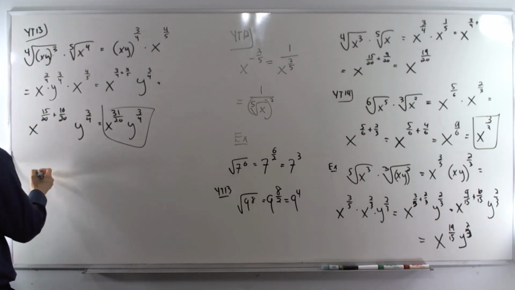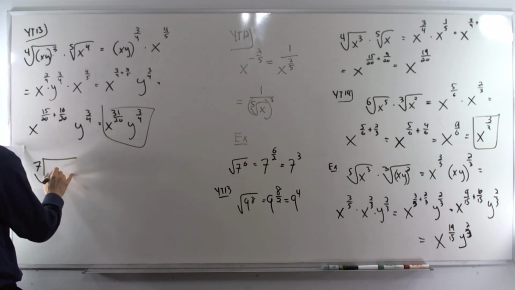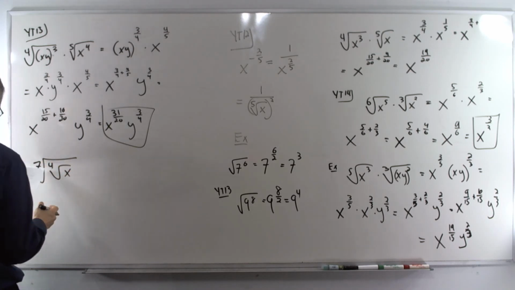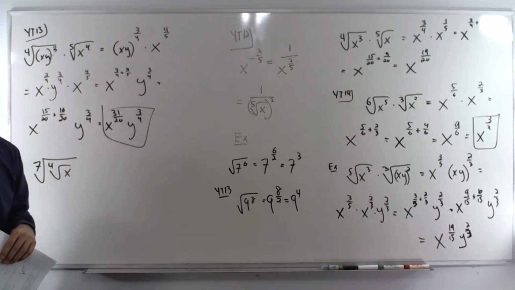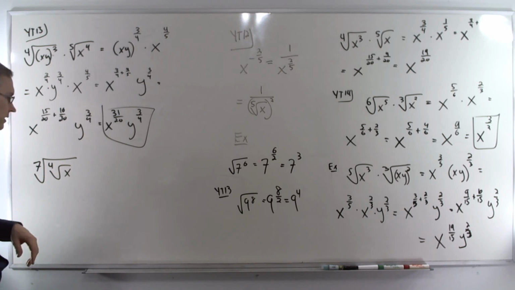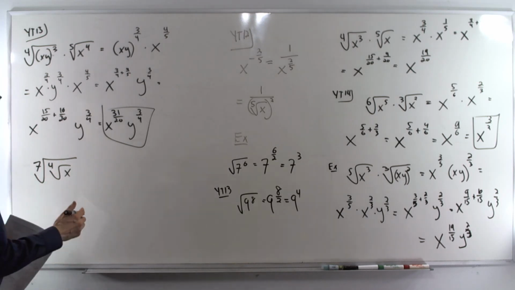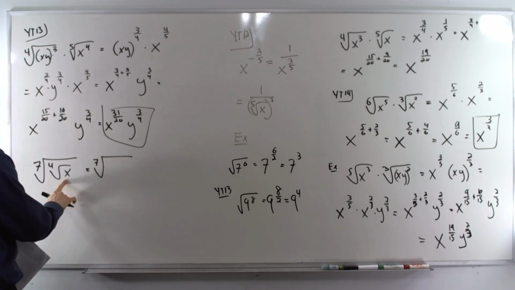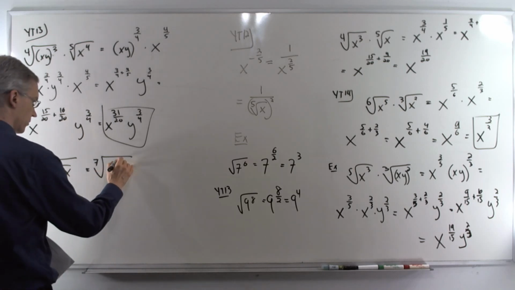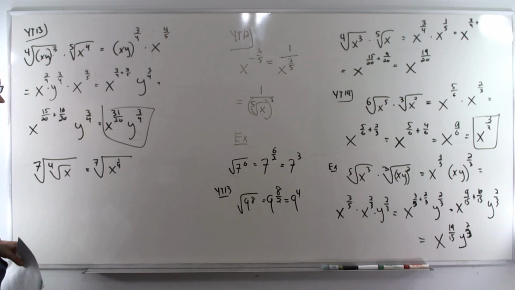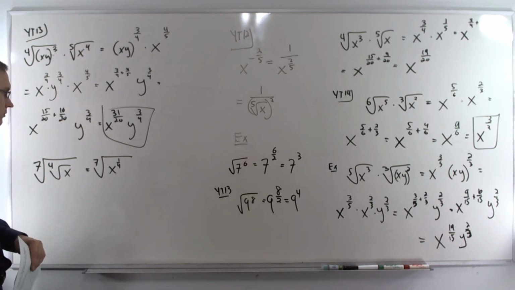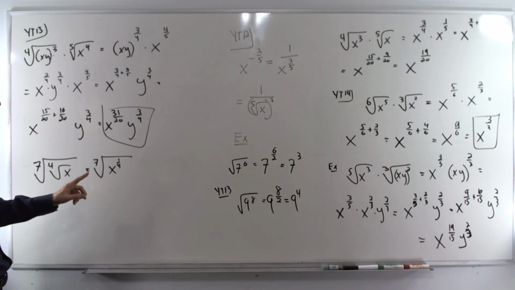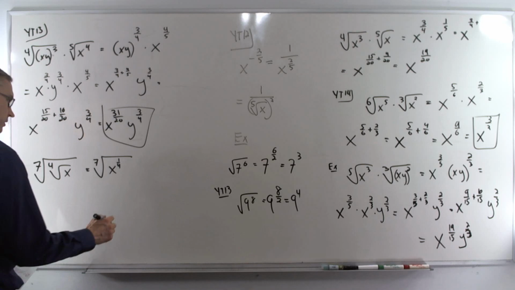All right, now I've got this really wacky looking thing here. 7th root of the 4th root of x. So we can start by converting the inside to an exponential. Keep that outside radical, 7th root of, and this becomes x to the 1/4 power. Okay, now we can convert this whole thing.